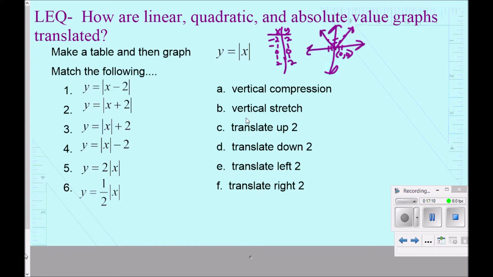And as I said a moment ago, the rules are the same as they are for linear. So that means that the one that has a 2, that's going to be a vertical stretch because the absolute value of 2 is 2, which is greater than 1. So this is a vertical stretch. On the other hand, 1/2 for the a value, the number in the front, is going to be a vertical compression. Okay. So now we just need to talk about the other 4.